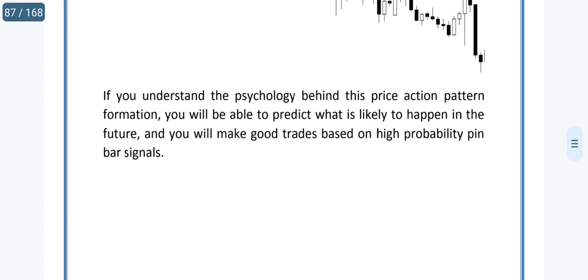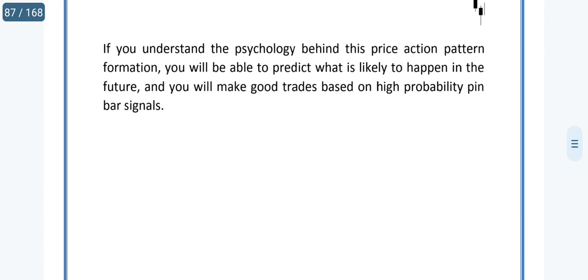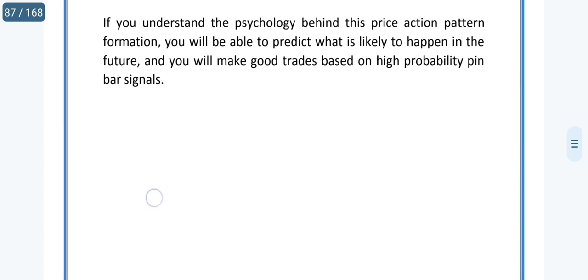So if you understand the physiology behind this price action pattern formation, it is a clear indication that you will be able to predict what is likely to happen in the future, and you will make good trades based on high profitability penny bar signals.